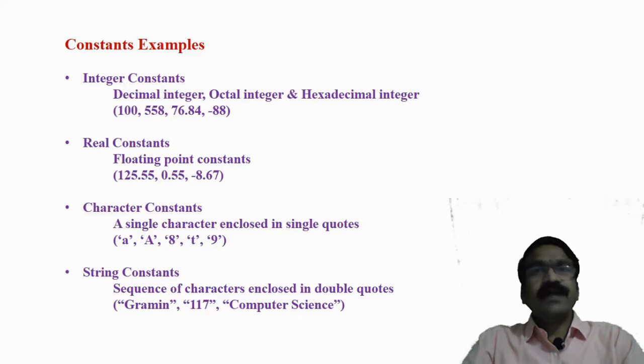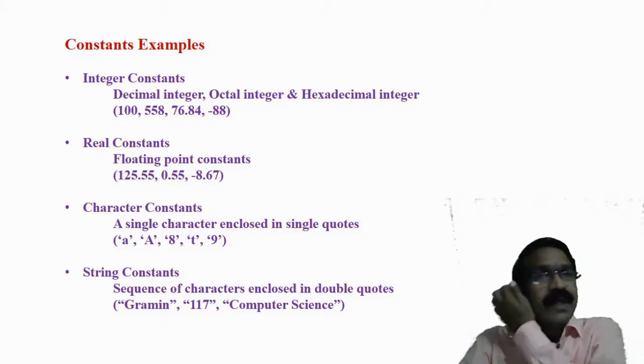Then what about the character constant? It is any single character. That may be an alphabet, a digit, or a special symbol, but it must be enclosed in single quotes. That is the character constant. A character constant is a single alphabet, single digit, or any single special symbol, but it must be enclosed in a single quotation mark.